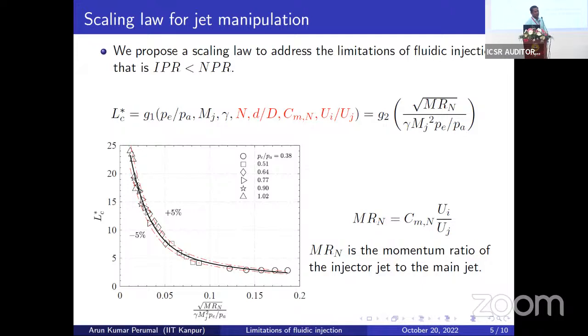Since this particular scaling law was developed for multiple injections, this n takes care of the momentum ratio of each injector. The momentum ratio is given by the expression of the mass times the velocity ratio, and this is essentially the pressure ratio that one would get in terms of the compressible phase. So this is what we plotted.